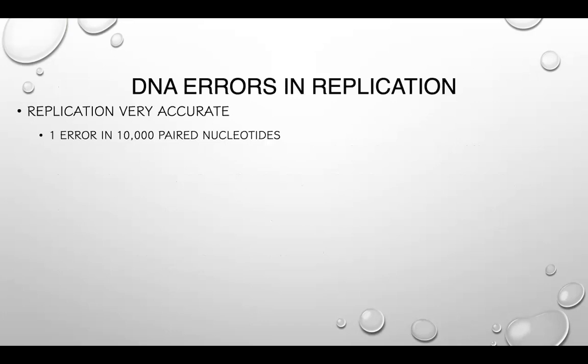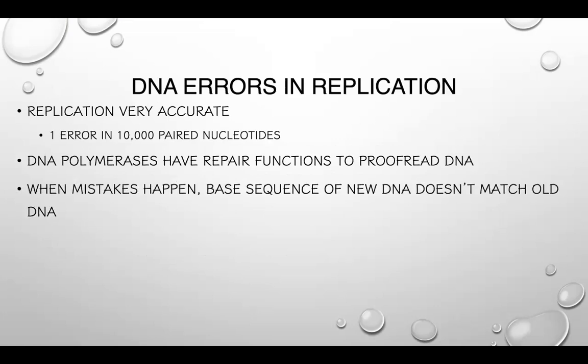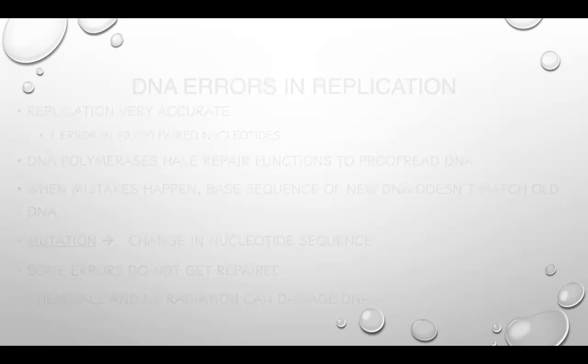Generally, there's not errors. Out of every 10,000 paired nucleotides, there might be one. But DNA polymerases also have the ability to proofread to make sure that there were not any mistakes. If a mistake happens, that means that the base sequence of the new DNA doesn't match the old DNA. That is called a mutation. Sometimes errors don't get repaired, and that's when you can have a bigger risk of cancer and things like that.